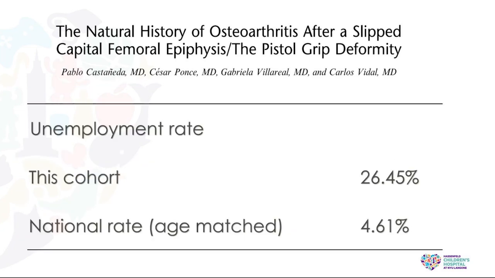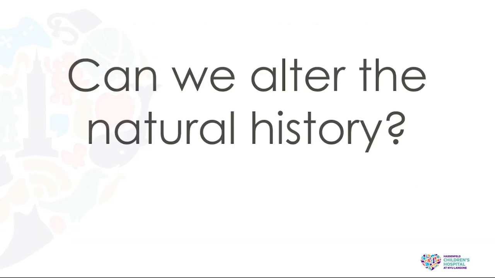Our cohort had this interesting finding of an unemployment rate of 26%, which compared to the published national average of just over 4.6%, is 6 times higher. Understandable, this is government numbers, but still, it was interesting that we had a high rate of unemployment, with some of these patients literally telling us that it was because of their hip that they couldn't work. So that begs the question, can we alter the natural history of FAI in adolescents?